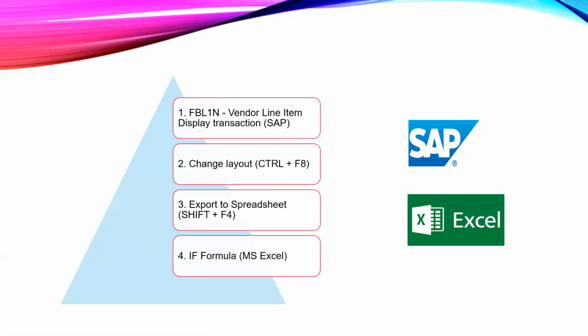Here is the flow of our video. First of all, we are going to use FBL1N SAP transaction code. Second, we are going to change the layout using shortcut key Control F8. Third, we will be transferring into a spreadsheet using shortcut key Shift F4. Fourth, we will use IF formula. And fifth and last step is to copy and paste that formula in all the below rows.